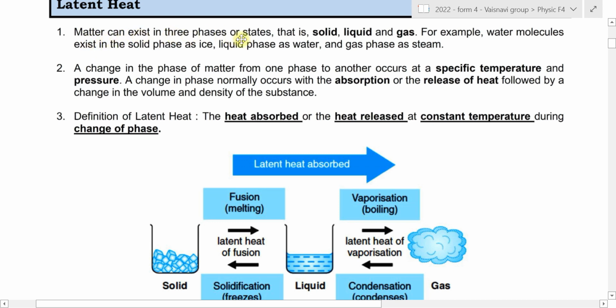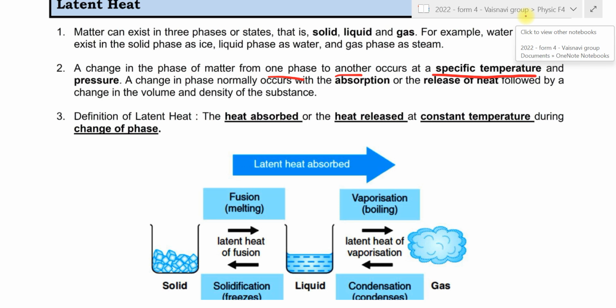Matter can exist in three phases or three states. We call them solid, liquid, and gas. For example, water can exist in all three types of state: as ice in solid, as water in a liquid phase, and as steam in a gas phase. A change in the phase of matter from one phase to another occurs at a very specific temperature. That is what we call the freezing point, boiling point, melting point, and so on. And pressure.